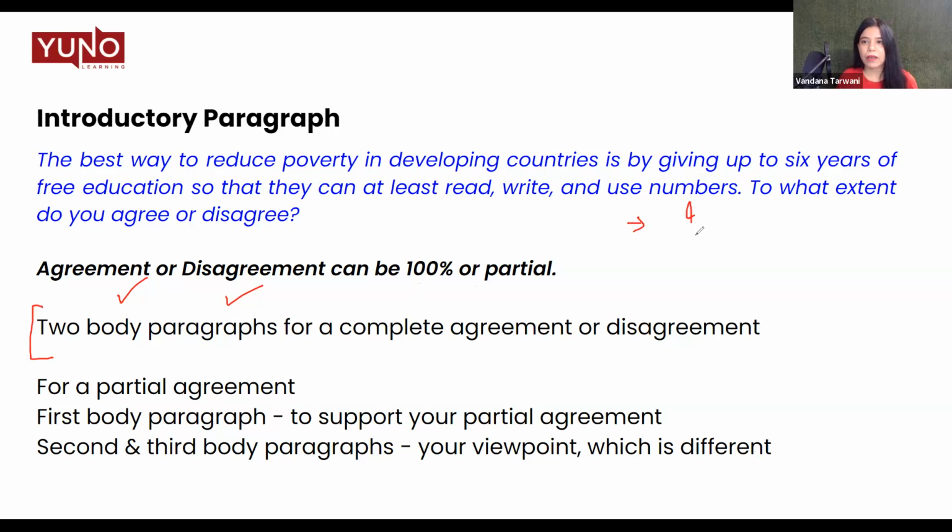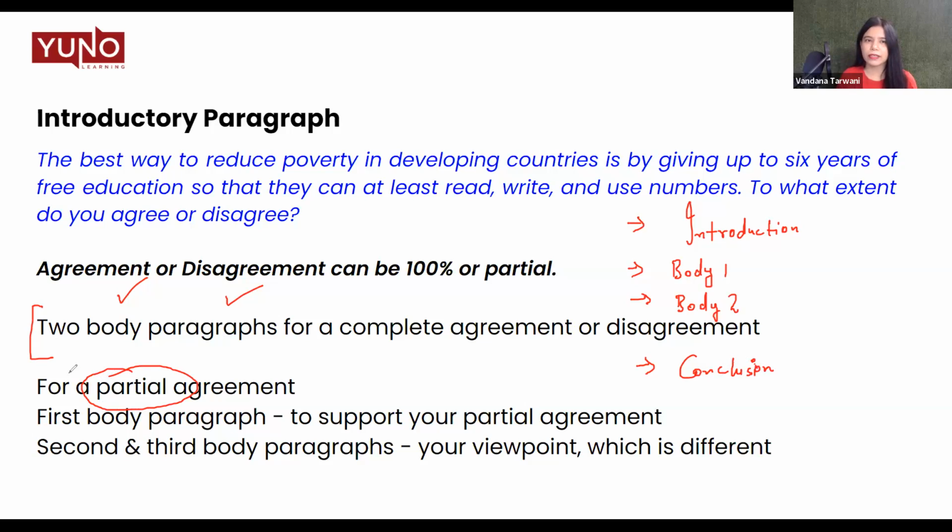Your first paragraph is going to be the introduction paragraph. You will very soon see what exactly goes inside the introduction paragraph. The second paragraph is going to be your body paragraph 1. The third paragraph is going to be your body paragraph 2. And finally, you will end with a conclusion paragraph. Now, this structure you will follow if you have 100% agreement or 100% disagreement. Whereas if you are somebody who has a partial agreement, who is saying that, okay, basic literacy is also a good idea.